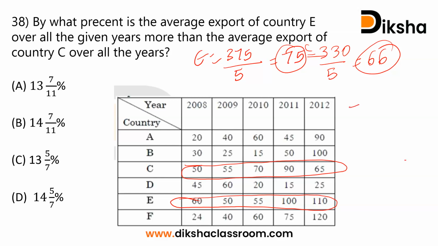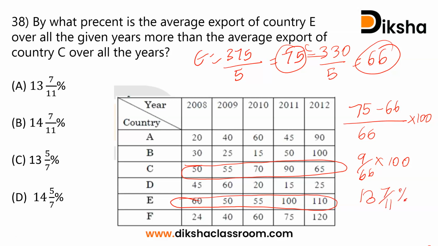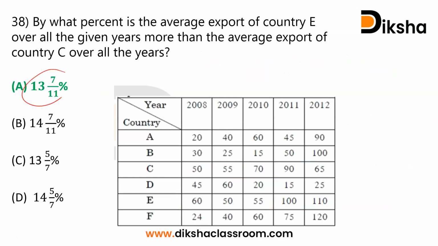Here, 75 minus 66 by 66 into 100, 9 by 66 into 100, which gives you 13.71 percentage. So answer A will be the correct answer, an easy one.